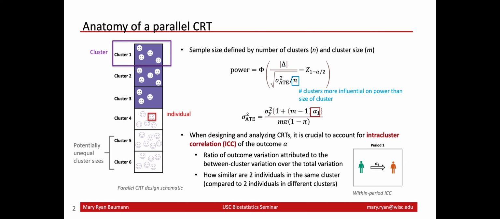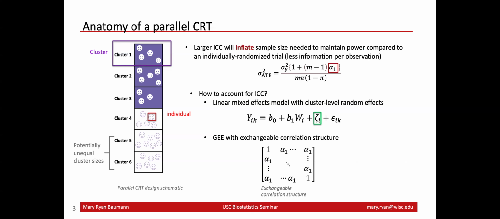And the more clustered that data is, the farther away your effective sample size is getting from an individually randomized control trial, because that larger ICC is going to inflate the ATE variance and then inflate the sample size that you need to maintain power compared to that individually randomized trial, because we have less independent information per observation in this space.